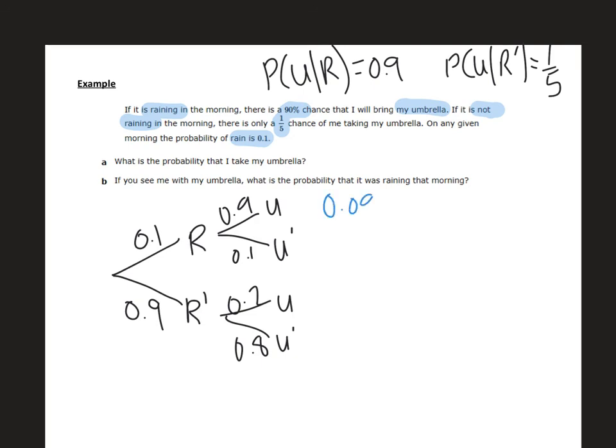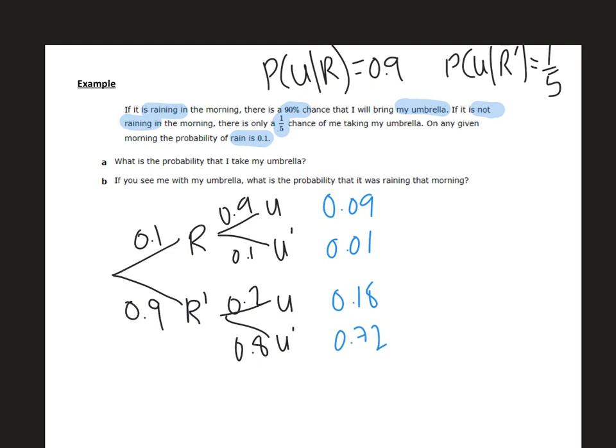Okay, get in the habit of multiplying them straight away. So 0.09, that's it rains and I bring an umbrella. 0.01 is that it rains and I don't bring an umbrella. 0.18 is that it's not raining and I take an umbrella. And 0.72 is that it's not raining and I don't take an umbrella. So again, you can check that all those add up to 1.